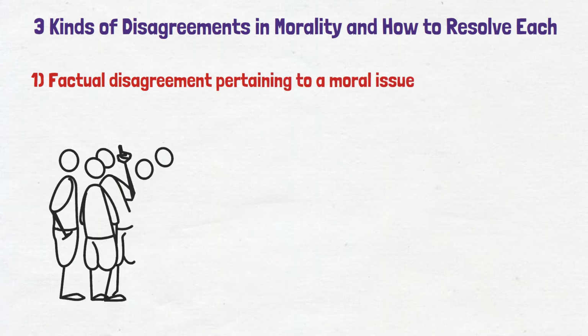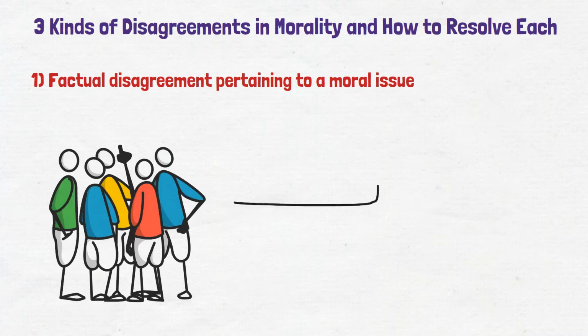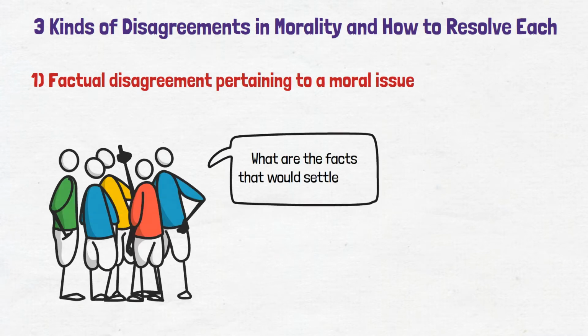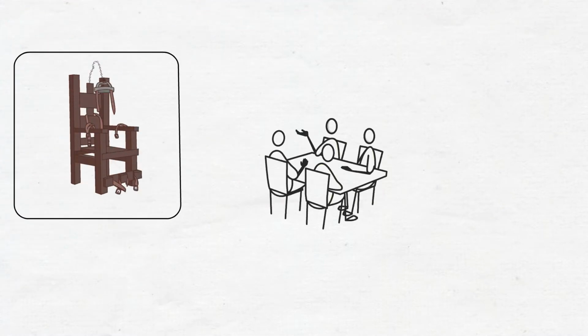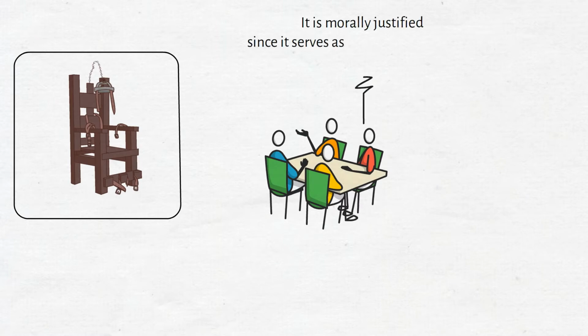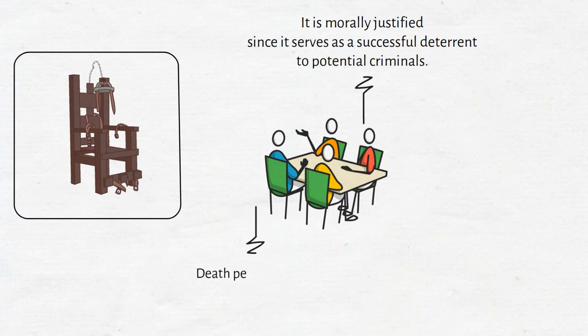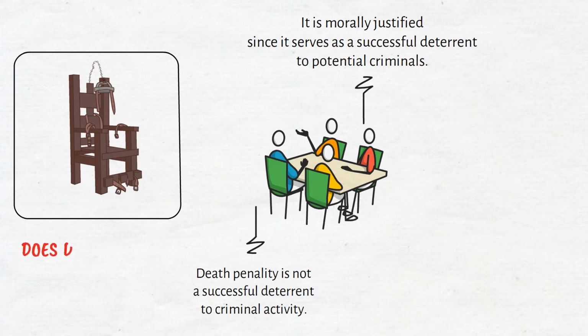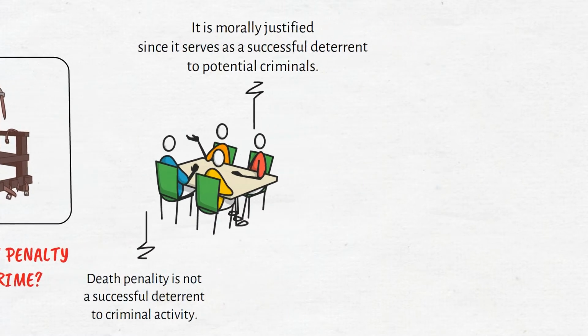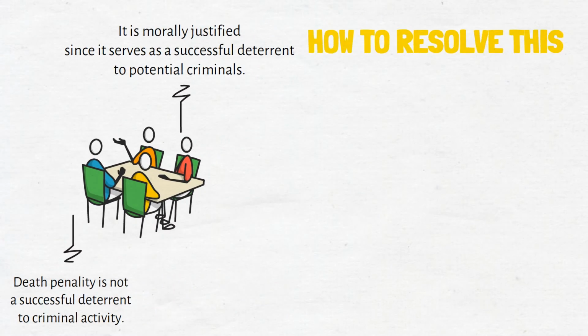The first kind of disagreement about morality is factual disagreement pertaining to a moral issue. This means that both sides of the issue disagree about the empirical facts of the matter. Consider this disagreement about death penalty. A proponent of death penalty argues that it is morally justified since it serves as a successful deterrent to potential criminals, while a critic of death penalty argues that it is not a successful deterrent. Clearly, this is a disagreement about a certain fact regarding the moral issue of death penalty, specifically whether death penalty deters crime.